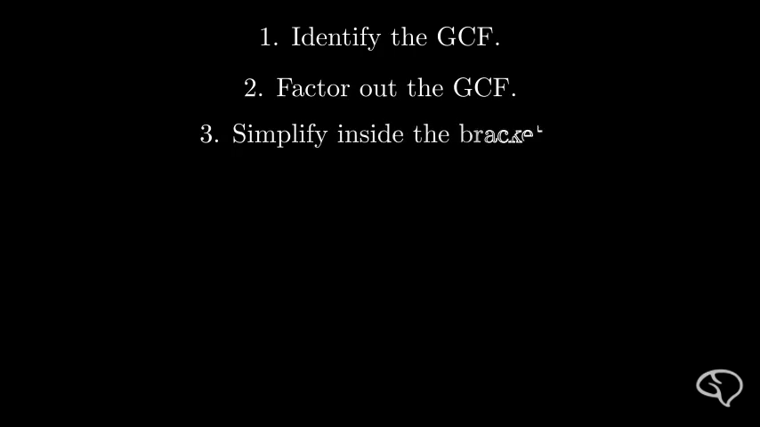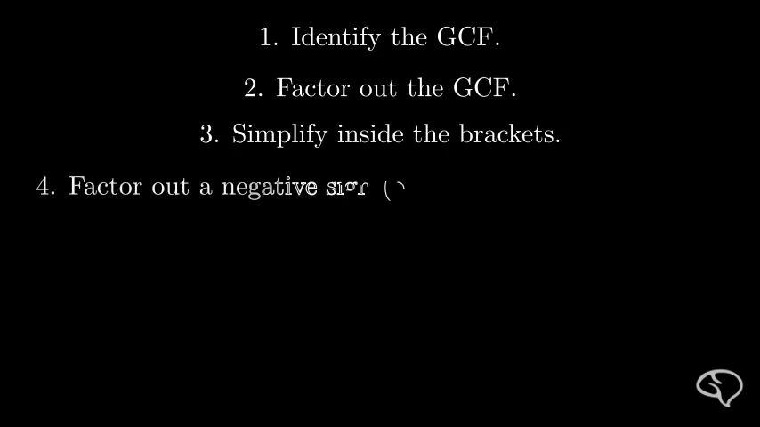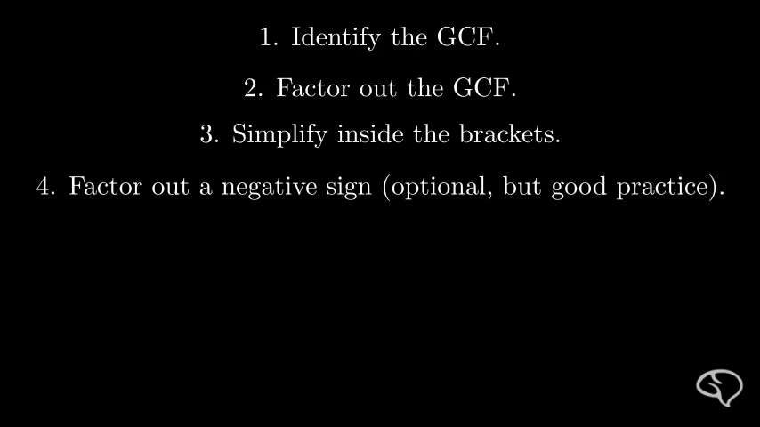This process is a powerful tool for simplifying many different types of algebraic problems. First, we identified the greatest common factor, or GCF, by finding the common terms with the lowest powers. Second, we factored out that GCF from the entire expression. Third, we simplified the expression that was left inside the brackets by distributing and combining like terms. And fourth, we factored out a negative sign to ensure the leading coefficient of the polynomial was positive, which is a standard convention. By following these steps, we transformed a complex expression into a much simpler factored form.